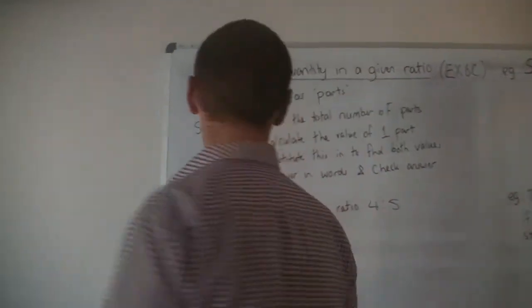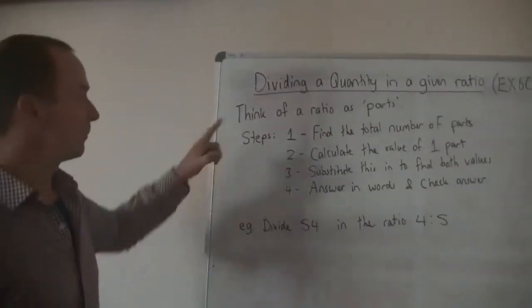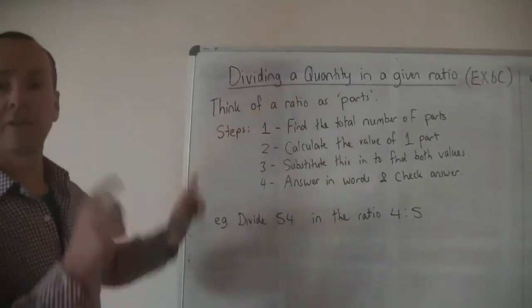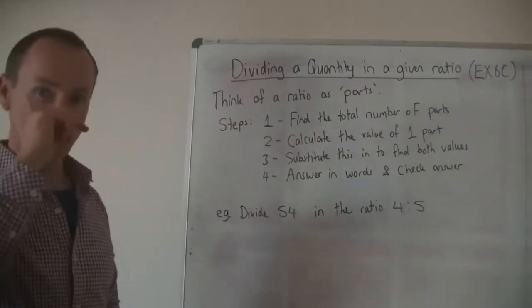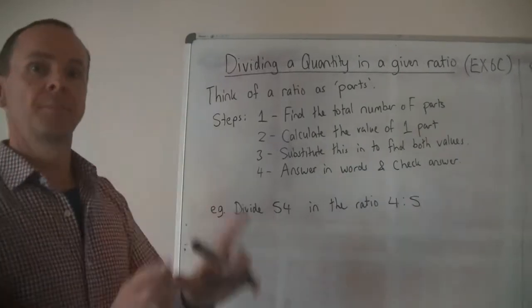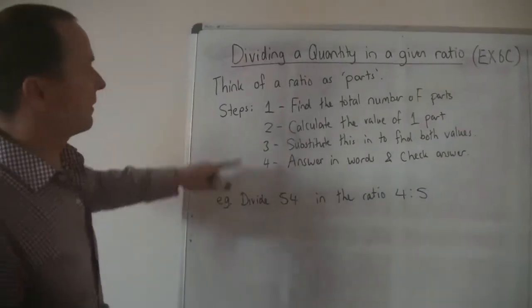I've written down steps here, but all you have to do is think of the ratio as parts. So if it's 2 to 3, you think of the first bit as 2 parts, the second bit as 3 parts. There are steps here.